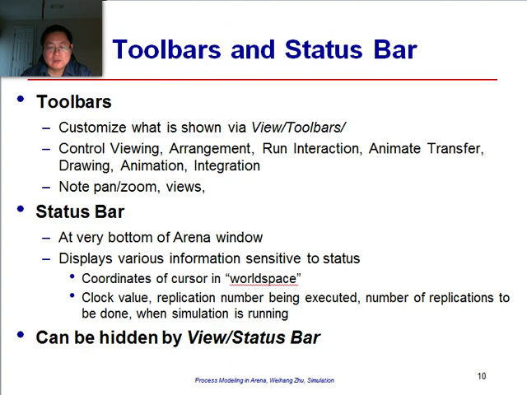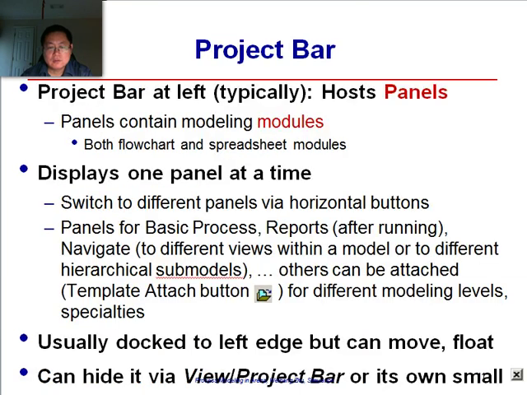Toolbars are below the menu bar. They can be customized to be shown or hidden. Status bar is at the bottom. The project bar is on the left side. It has many panels. Each panel contains many modeling modules. We are going to learn some of these panels in this course.